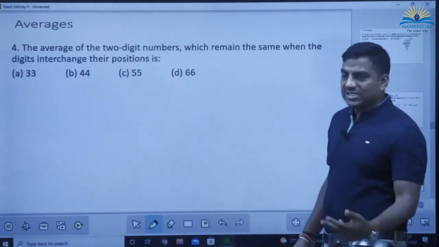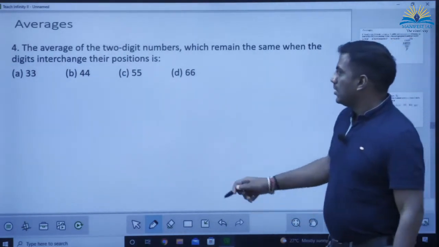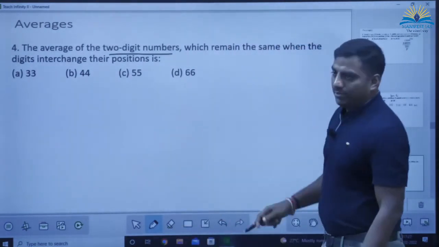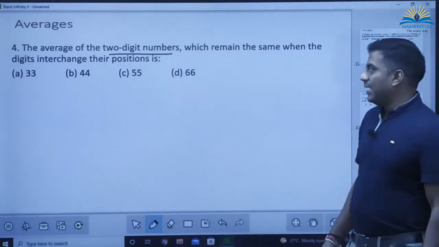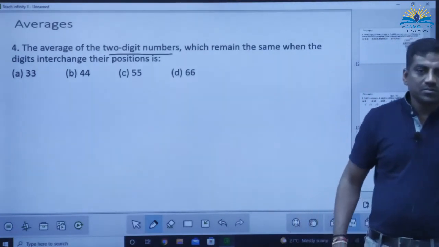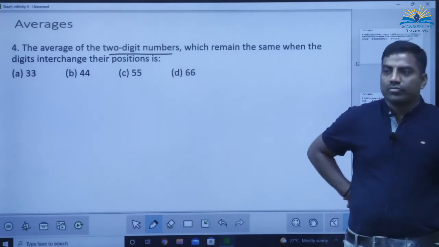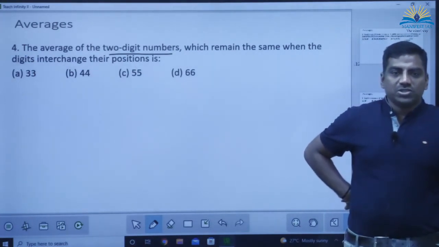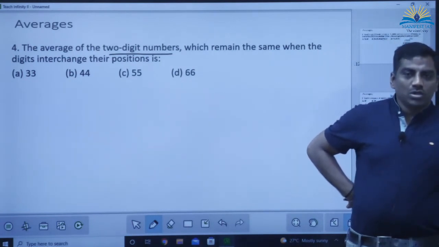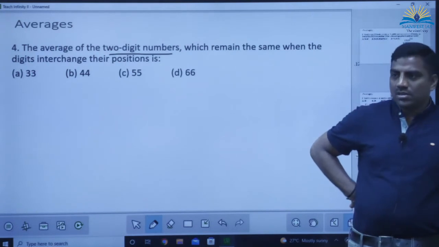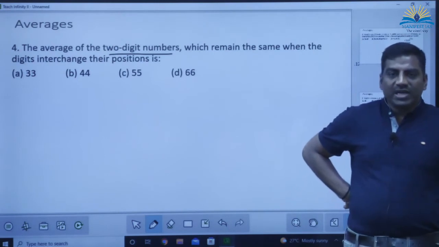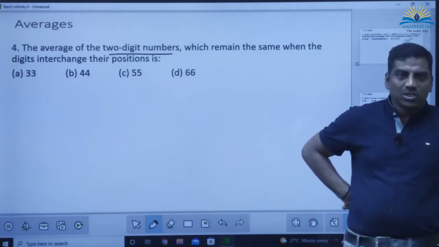The average of 2-digit numbers, the 2-digit numbers which remain the same, the digits remain the same when the digits interchange their positions. When the digits interchange their position, what all are those numbers? Think of a 2-digit number. You will start from 10 to 99. The digits, when we interchange, they remain the same. Which all are those numbers?